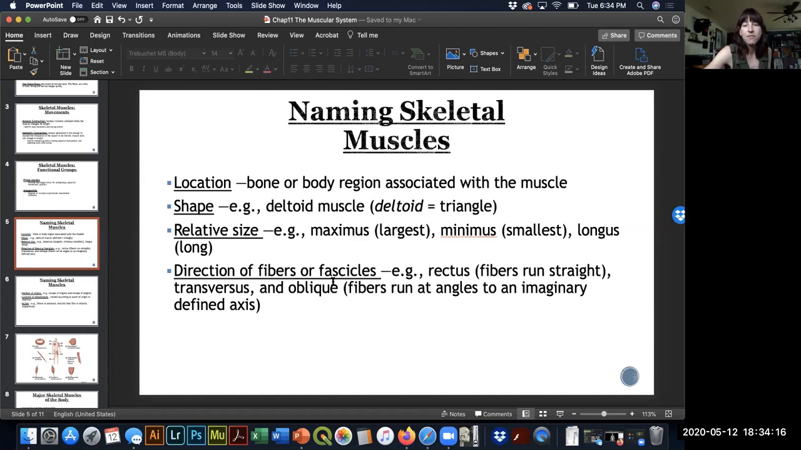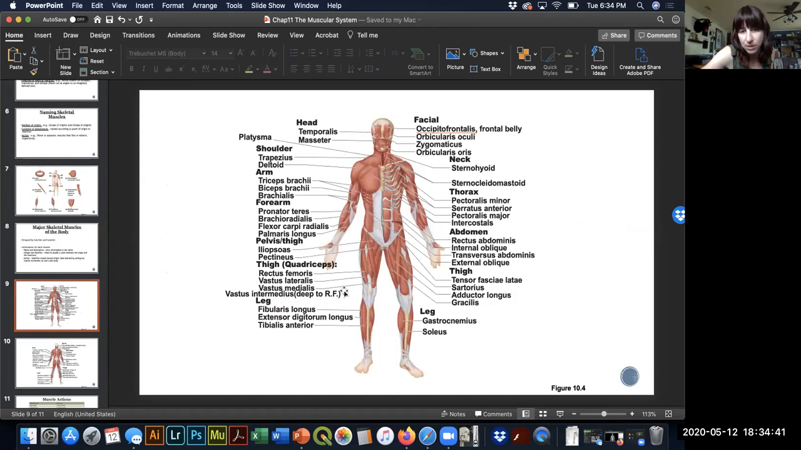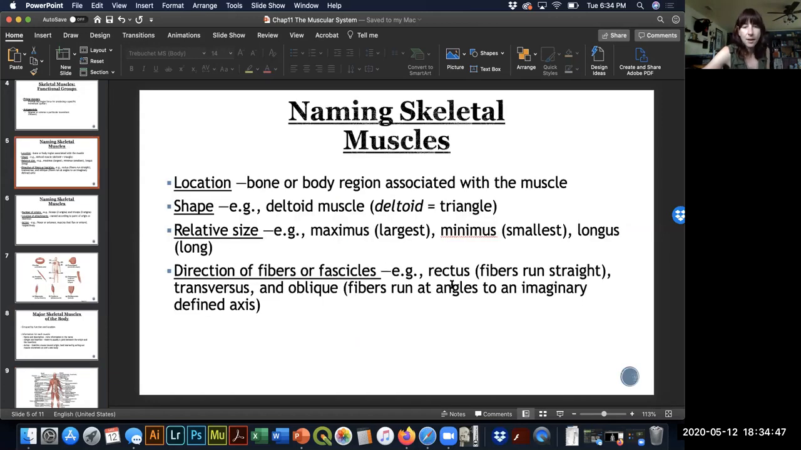The direction of the fascicles, which corresponds with the direction of the muscle fibers, also plays a role. If the word rectus is in it, like your rectus abdominis, or your quadriceps muscle on the very top of your upper thigh, your rectus femoris, because it's over your femur, those fibers are all running parallel to each other, just like you would normally think about. It's just a flat, straight line muscle.